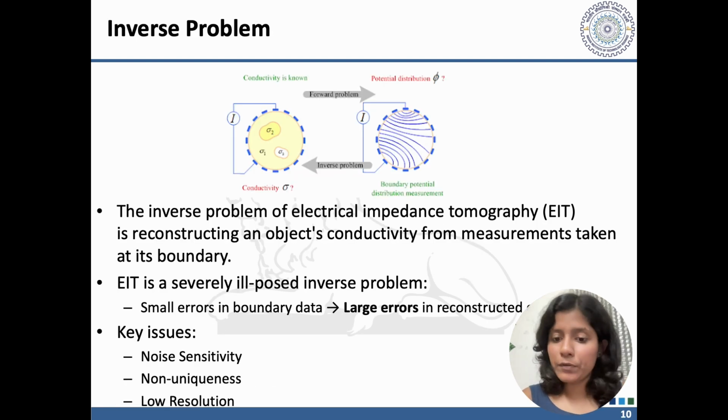Now moving on to the inverse problem of electrical impedance tomography. Basically, this involves the reconstruction of the conductivity distribution inside the body. However, the inverse problem is an ill-posed problem. That means small errors in boundary data can cause large errors in the reconstructed image. There are other key issues also, that is the non-uniqueness of the solution that we have achieved through solving the inverse problem, and then there is low resolution of the reconstructed image.